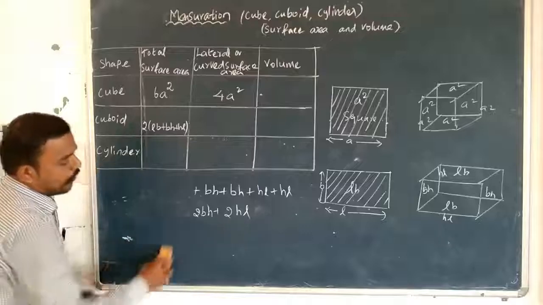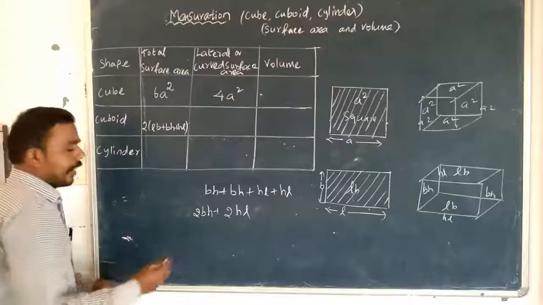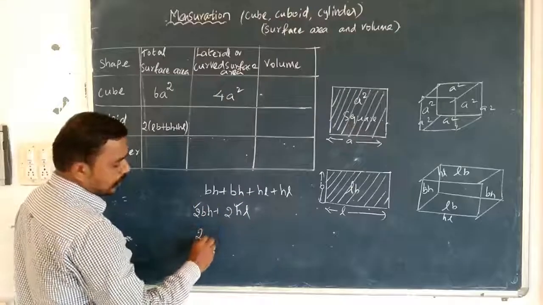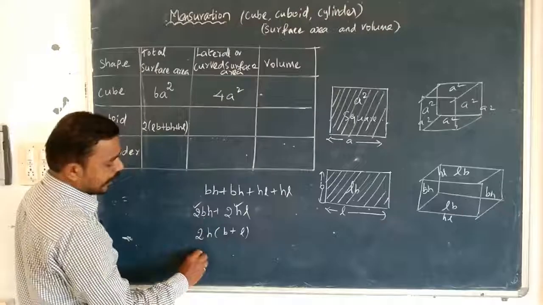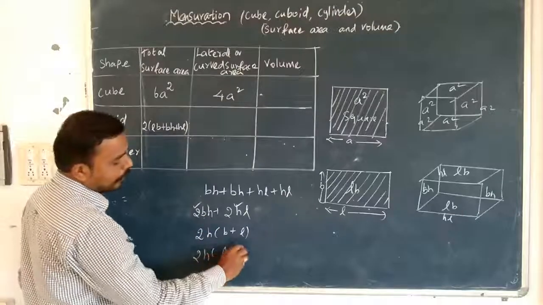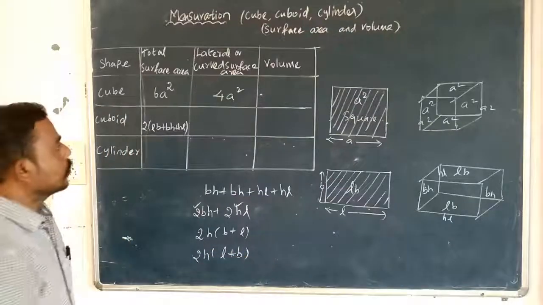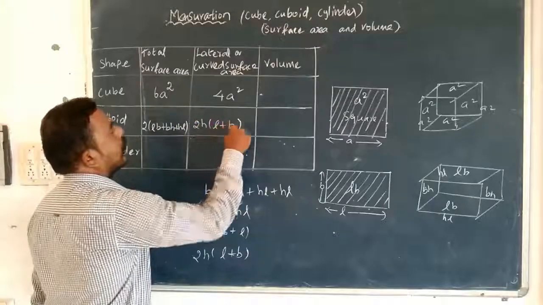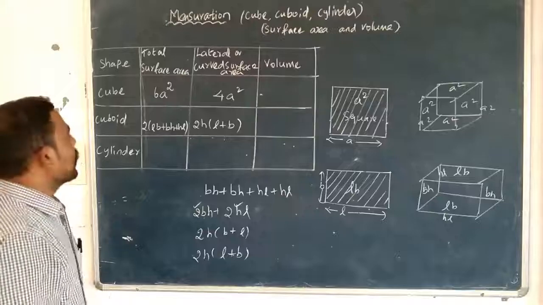Now what happened in our formula? 2BH plus 2HL. 2 and H are common, so 2H into the remaining B and L. I can rewrite this as 2H into L plus B. So 2H into L plus B is the lateral surface area of the cuboid.